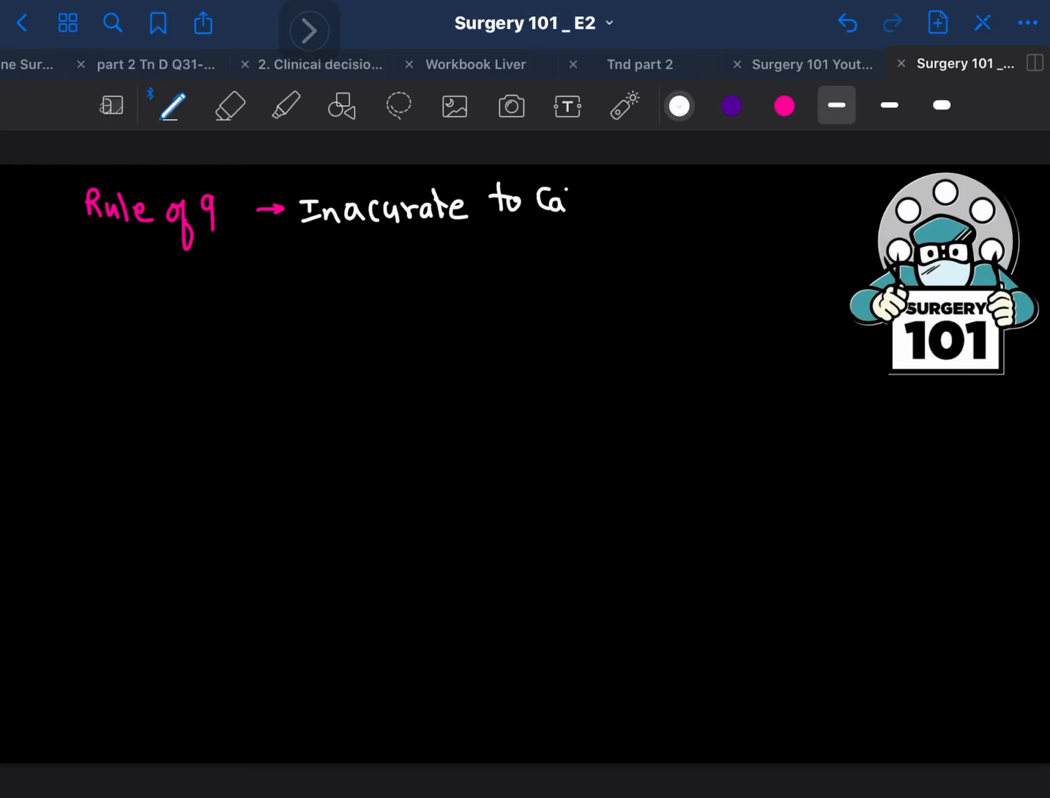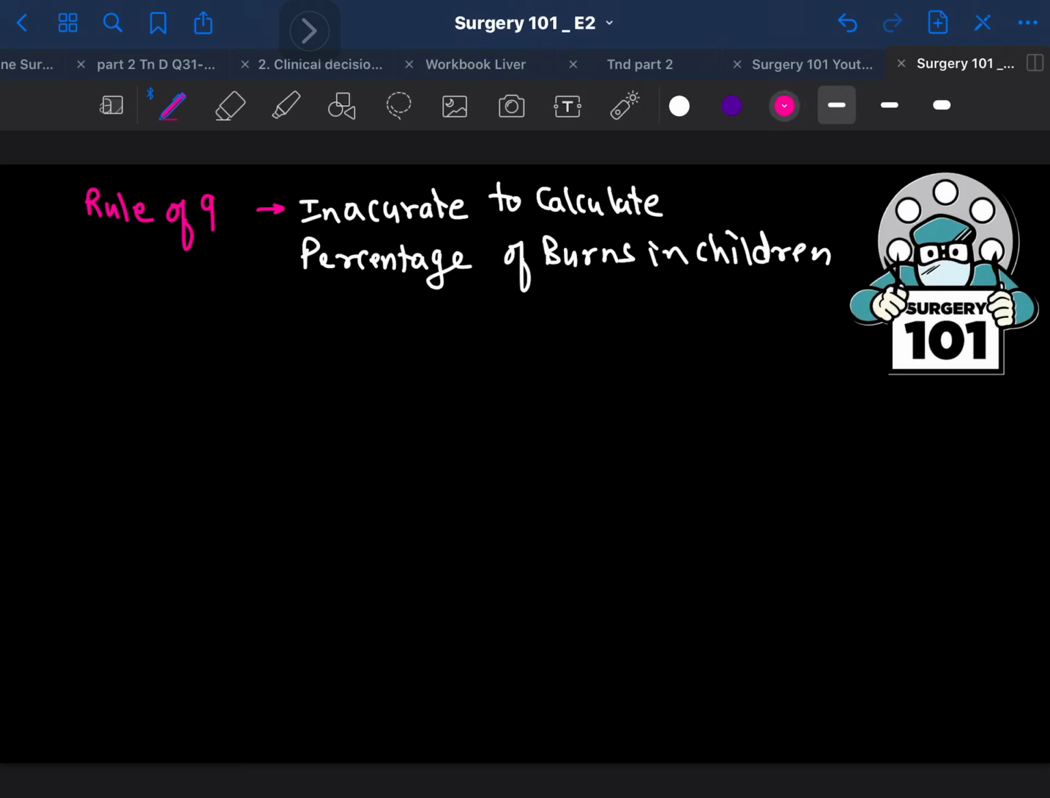Rule of 9 is inaccurate to calculate the percentage of burns in children. Okay, right. Now, what else you need to understand over here? Rule of 9 is inaccurate. That is why we have Burkow formula and you have Lund and Broader chart. So, Burkow formula and the Lund and Broader chart are there.